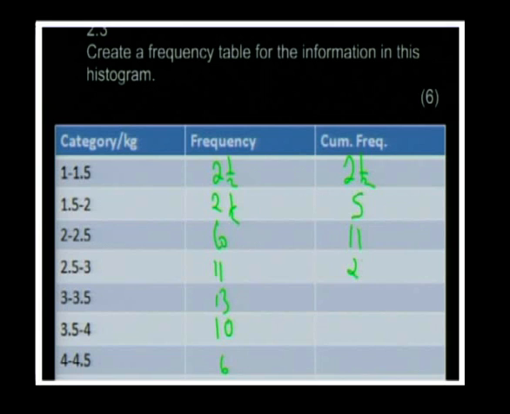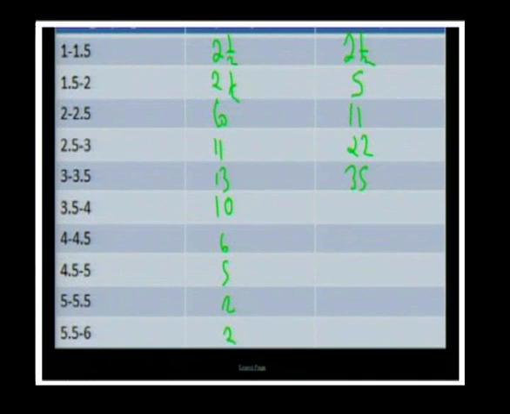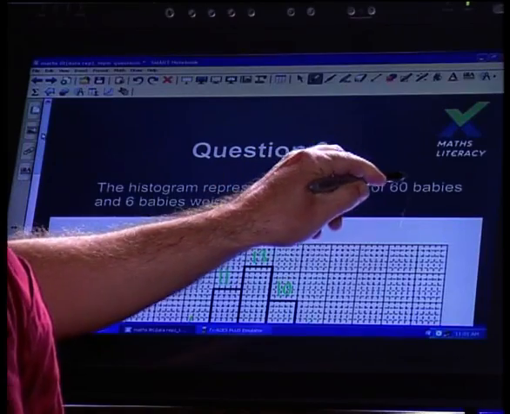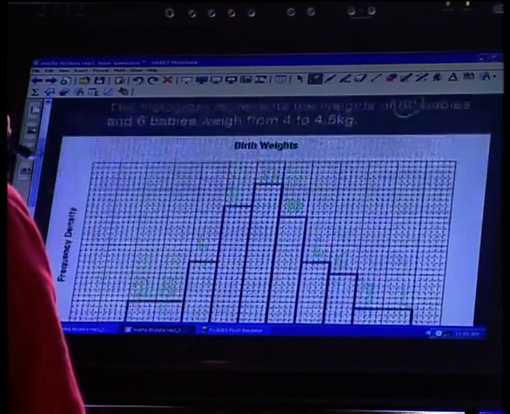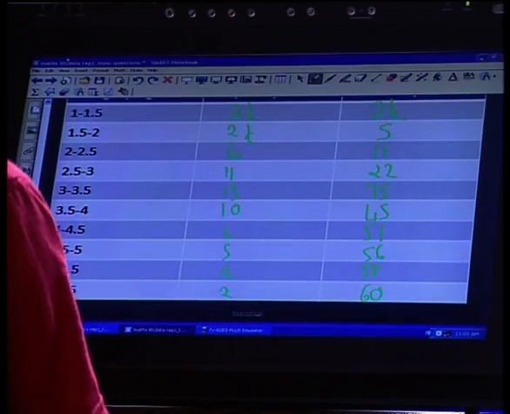11 plus 11, 22. 22 plus 13, 35. 35 plus 10, 45. 45 plus 6, 51. And plus another 5 is 56. Plus the 2 is 58. And plus another 2 is 60. So the cumulative frequency just keeps a running total of the values in each category. Again, we can check that we've got the right answer because they told us that the total was 60 babies. And sure enough, we've totaled up to 60 over here. So we can be confident that we've got the right values in our cumulative frequency chart.